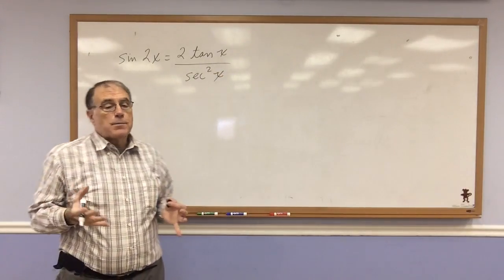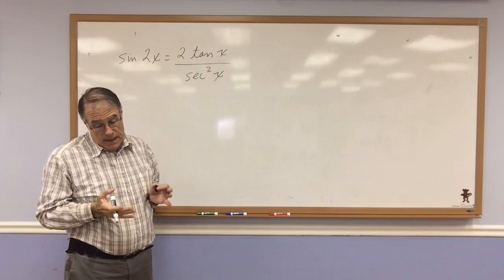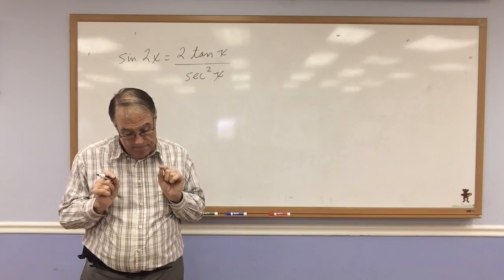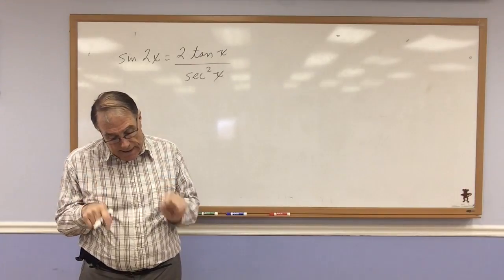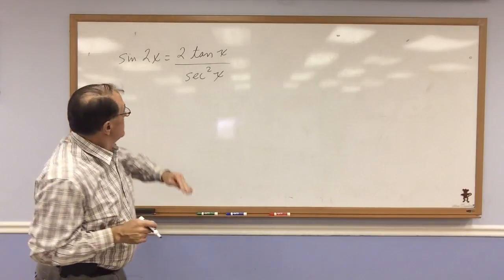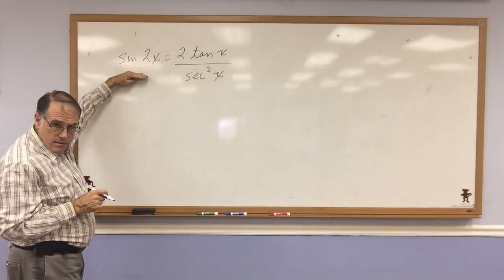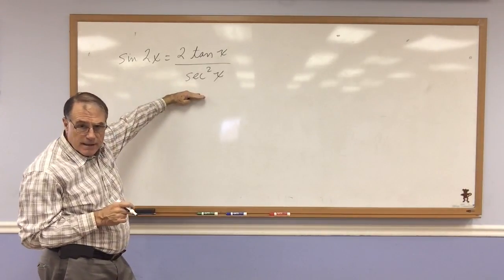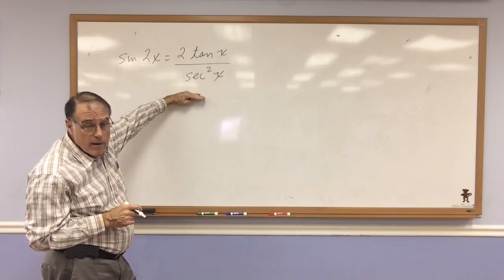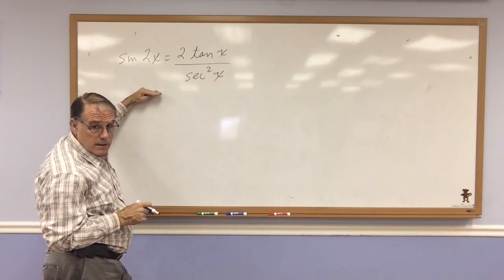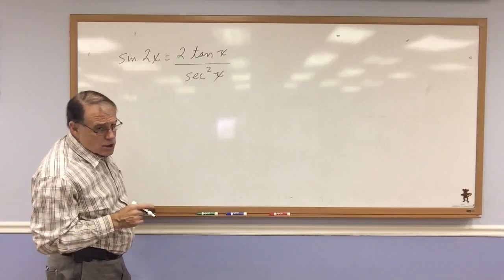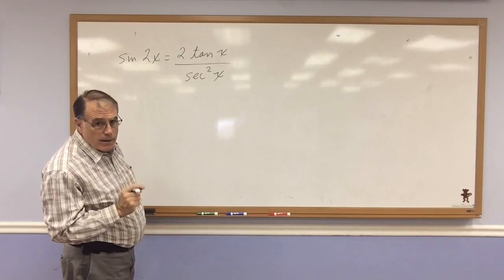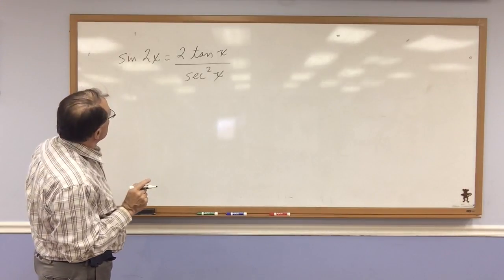Now, when I want to prove trig identities, the guideline is that I've got to start on one side and change one side into the other side. So I could start with sine 2x and, working on that side alone, transform it to 2 tangent x divided by secant squared x. Or I could start on the right side and transform it to the left. So let's take this right side, because there's something I want to show you here.